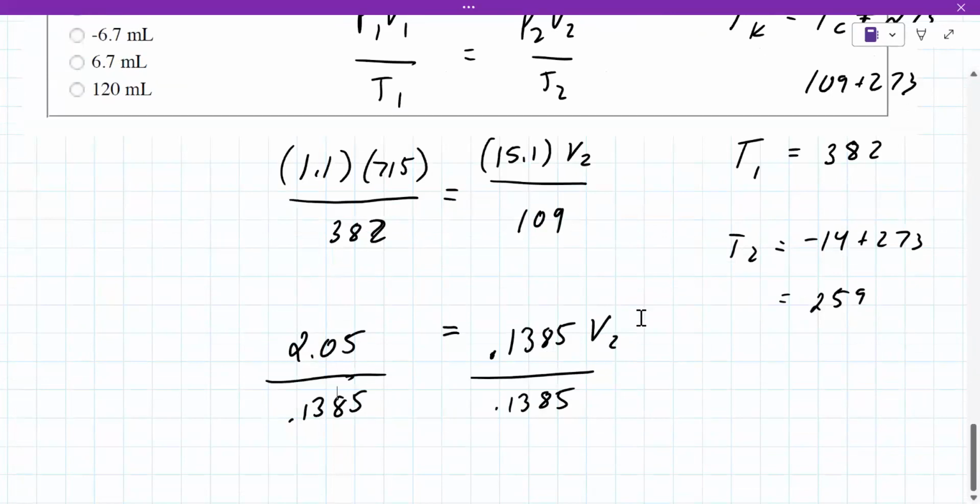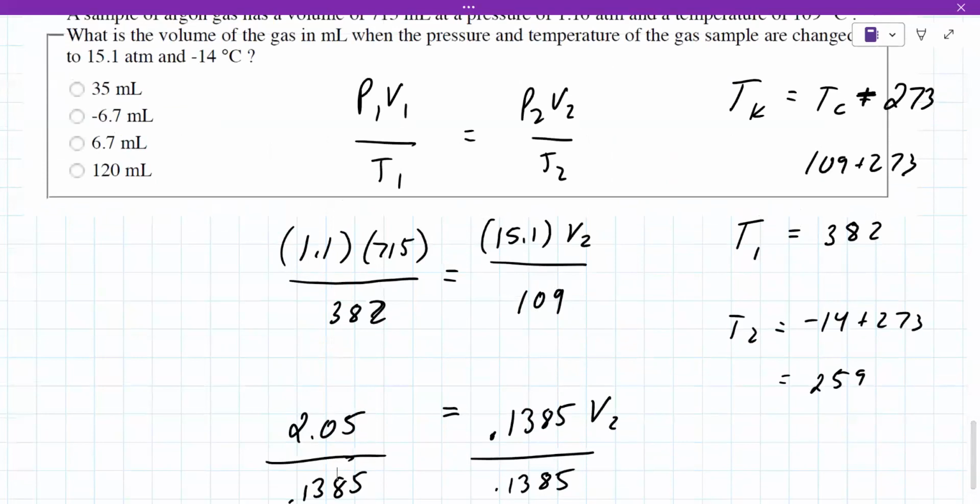Hmm. Oh, maybe we don't change it to kelvins. Or maybe we do.